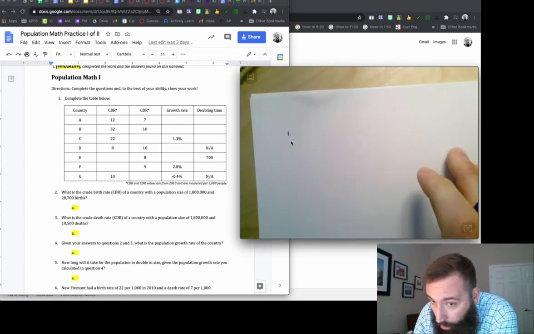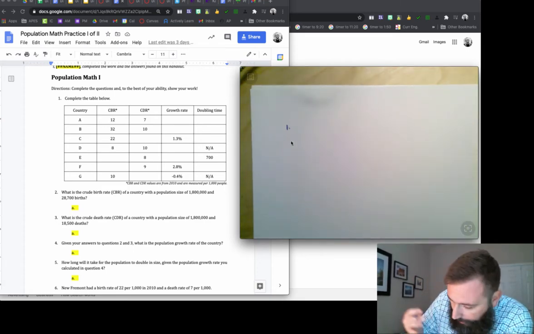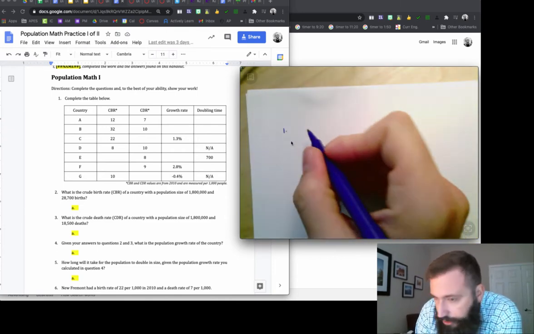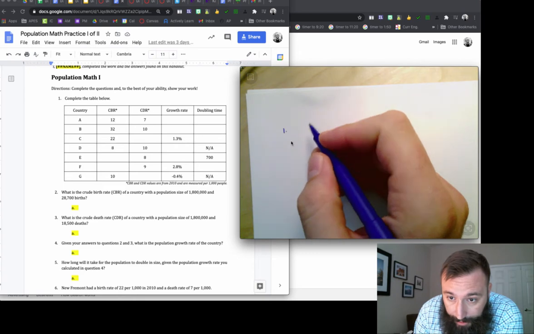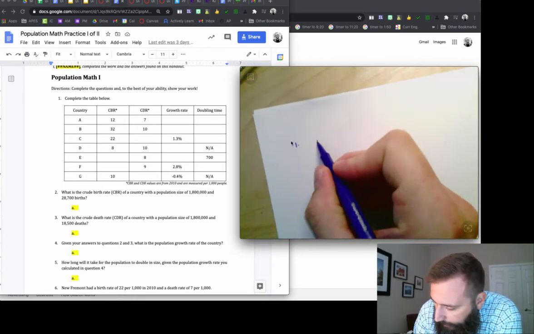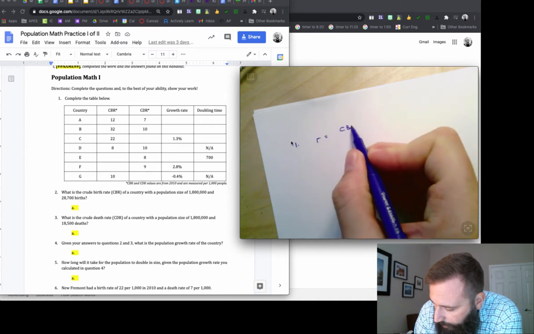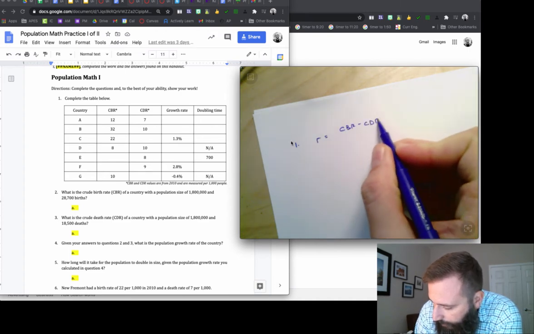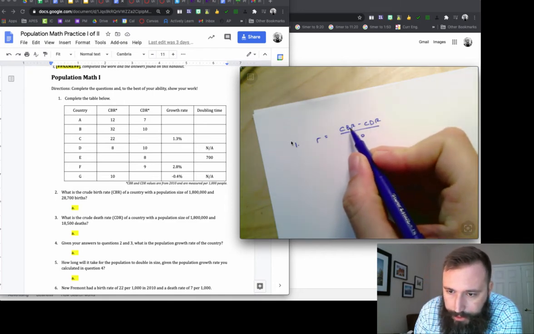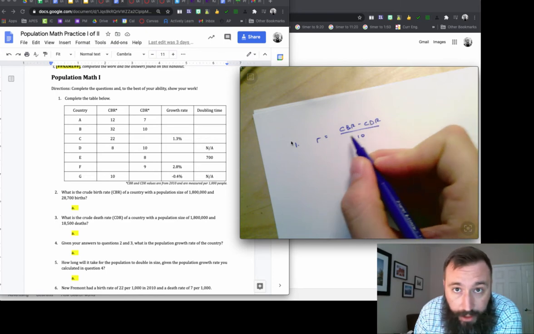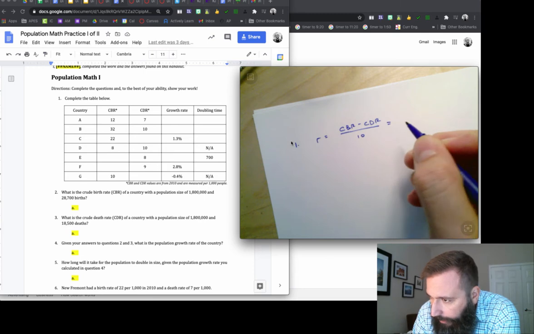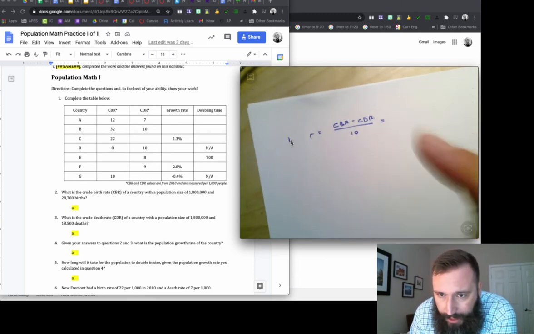I'm not going to do the math on all of these on question 1 because you start to get the point after the first one. Let's do country A. R is equal to CBR minus CDR over 10. We divide by 10 because these CBR numbers are out of 1,000, and if we divide them by 10, they'll be out of 100, which allows us to turn that into a percentage.